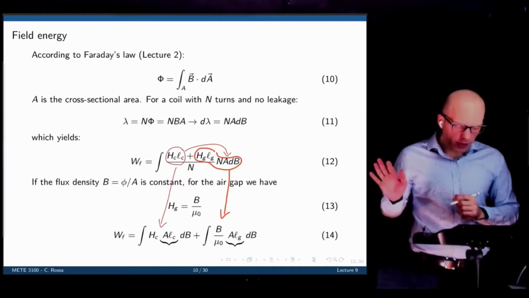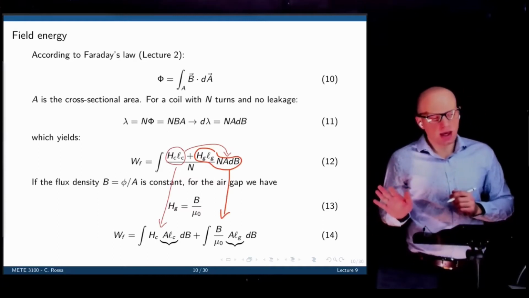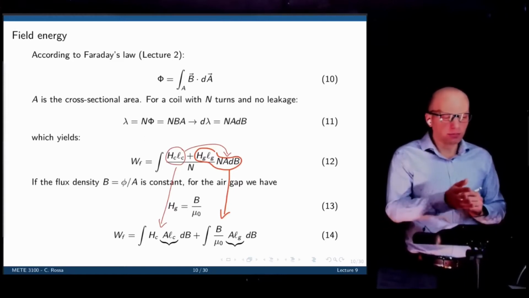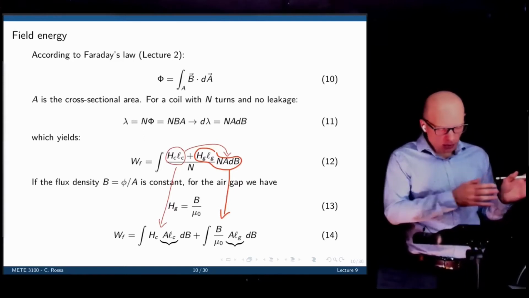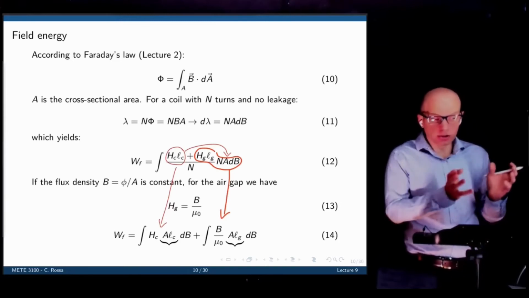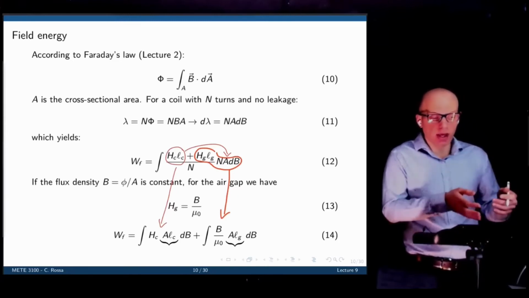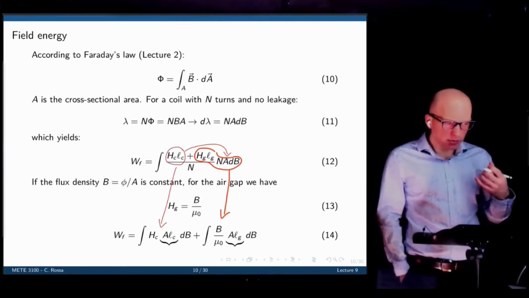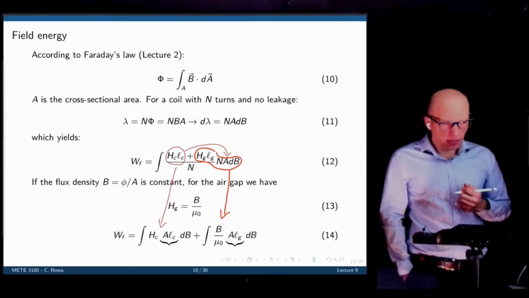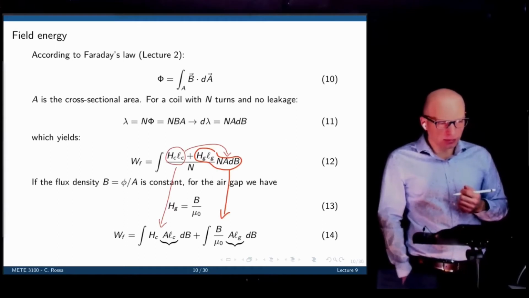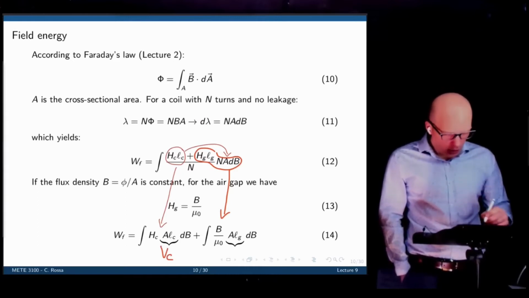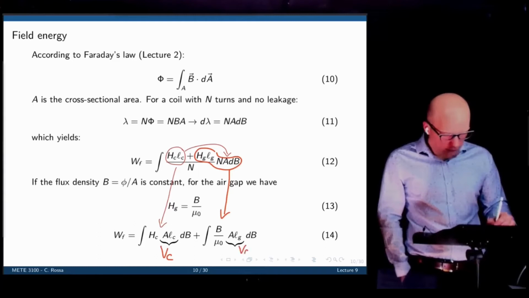We see that for the core, we have the field times A, its cross-section, times LC, integral over dB. And for the air gap, we have B over mu, again, under the assumption that mu0 is constant. That's why we can do the integral there, times A, the cross-section, times its core. What is A times the core length? Isn't this the volume of the core? And what is A times Lg? This is the volume of the air gap.